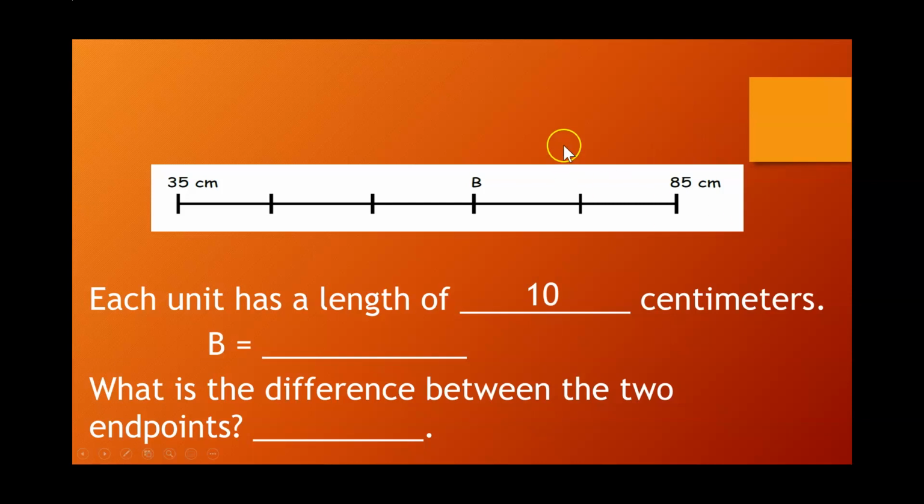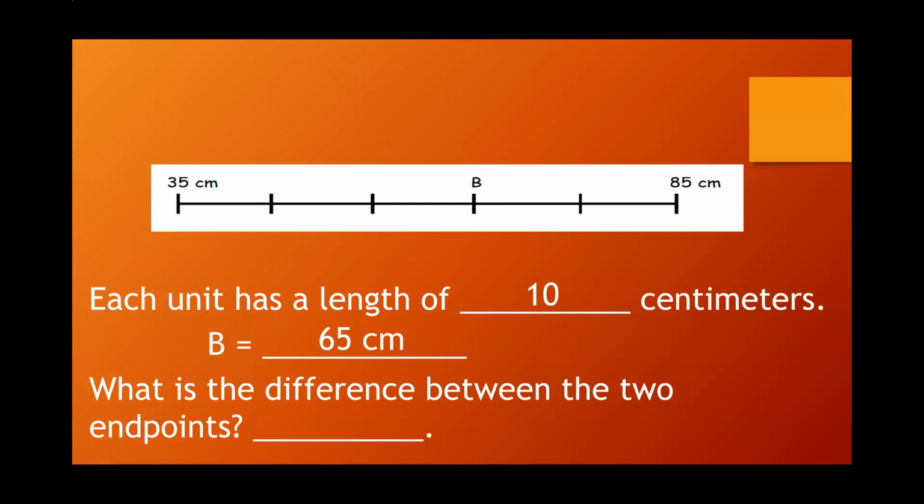Counting by tens, try and see if you can find what B equals. Push pause and then push play when you're done. Counting by tens, let's see. We're starting at 35, 45, 55, 65. Did you come up with 65 for B? Great job.